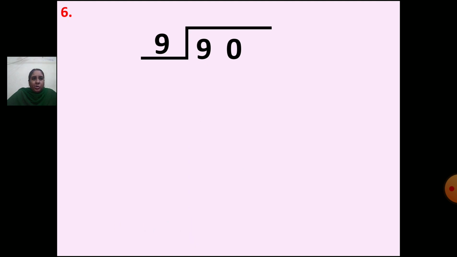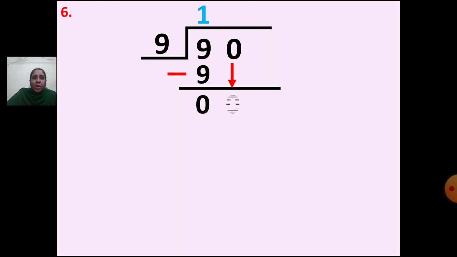Now next question. Here also 90 divided by 9. Here also you can see in the table of 9 when you get 9, 9 ones are 9. So what will you do? Up you will write 1. Down you will write 9. You will put the sign of minus. Draw one line. 9 minus 9, 0. Now you have to bring the next 0 down. So you will put one arrow mark.